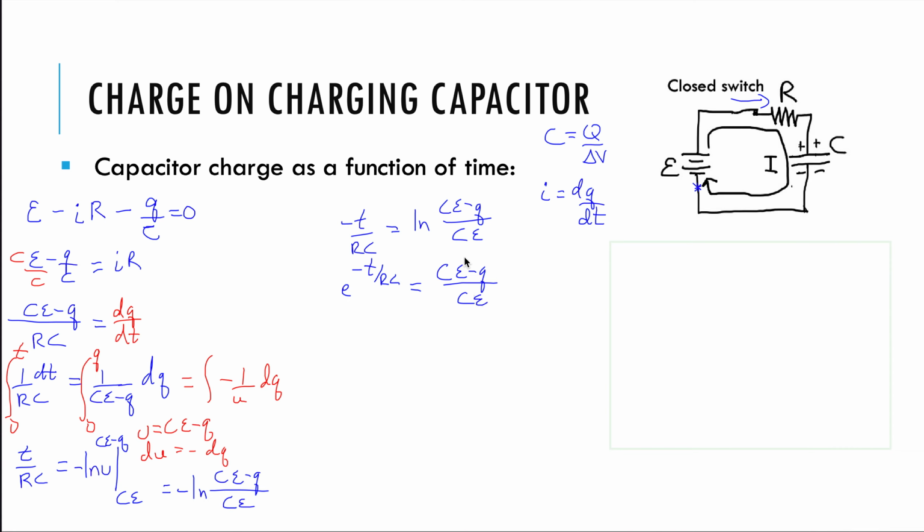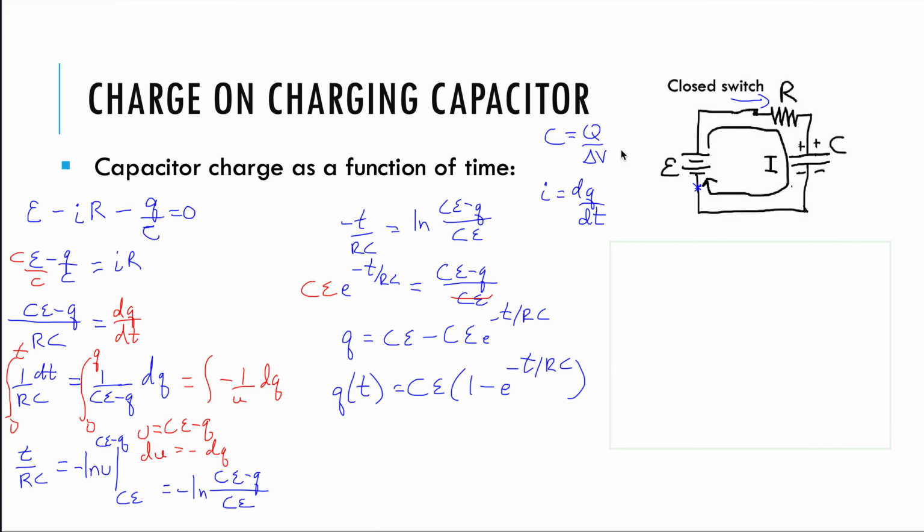We're almost done. Now we can go ahead and multiply both sides by CE to get rid of this. And then we can add q and subtract all of this to the other side to get q by itself. So it's going to be q equals CE minus CE e to the negative t over RC. And we're basically there now. So that means that the charge as a function of time is equal to CE, we can factor it out here, times 1 minus e to the negative t over RC.